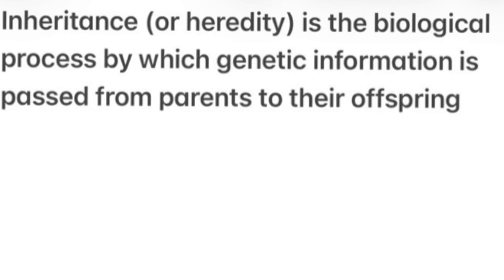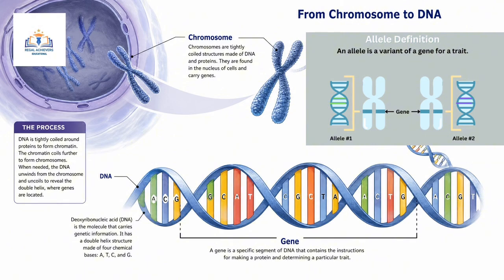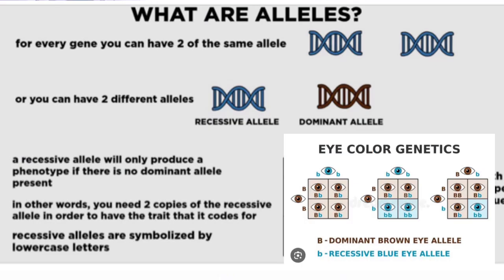At the heart of inheritance are three key terms: chromosomes, genes, and alleles. Chromosomes are thread-like structures found in the nucleus of our cells, made of DNA. Genes are short sections of DNA that carry the instructions for specific characteristics, like eye color. And alleles are different versions of the same gene, for example, the allele for brown eyes versus the allele for blue eyes.